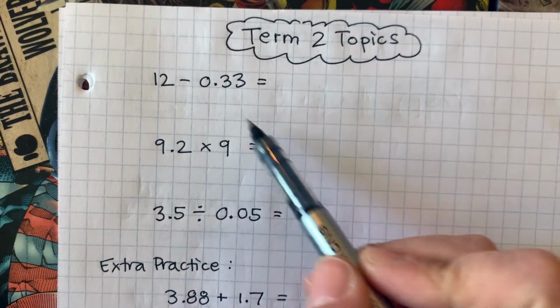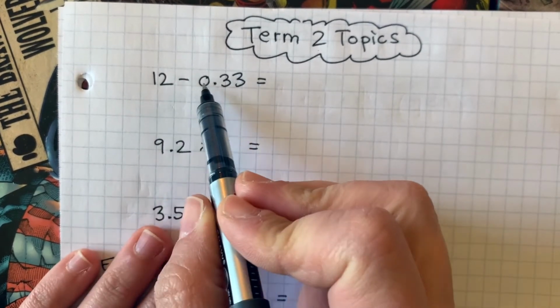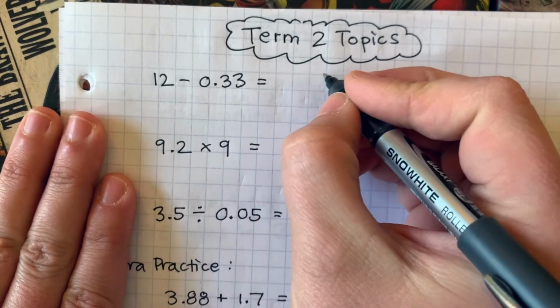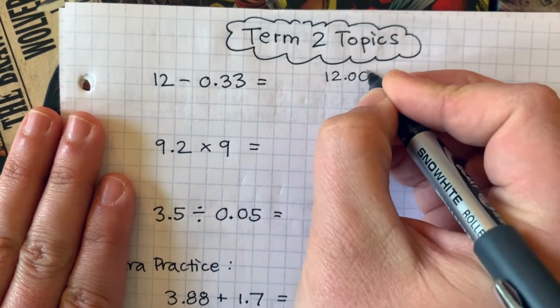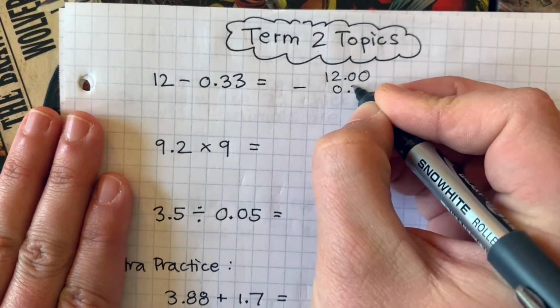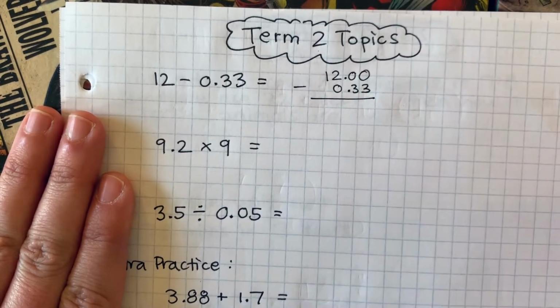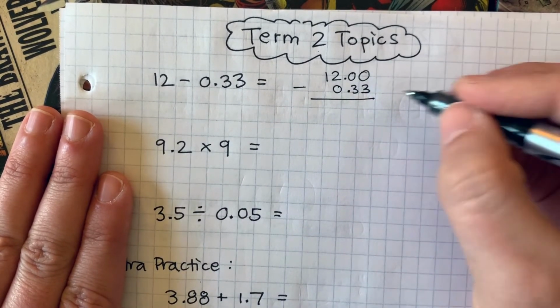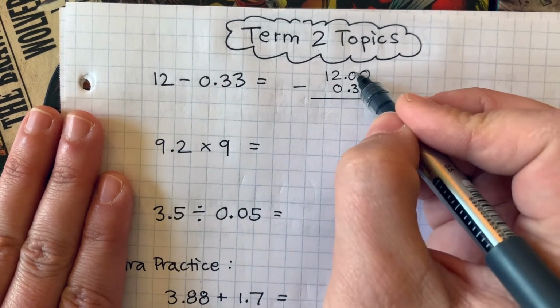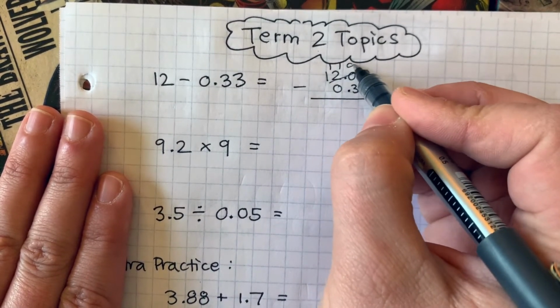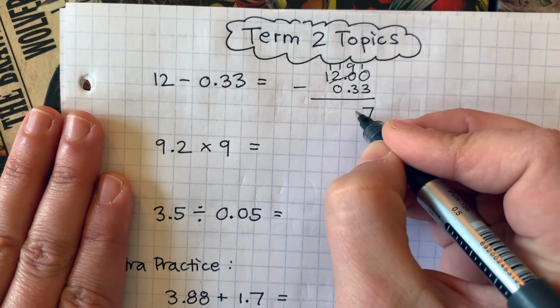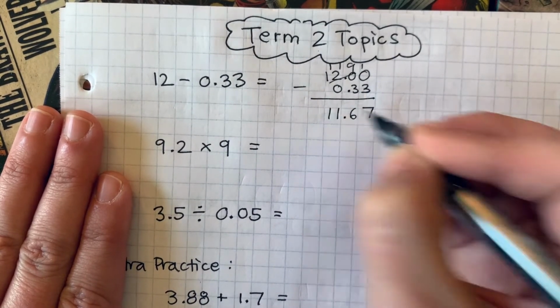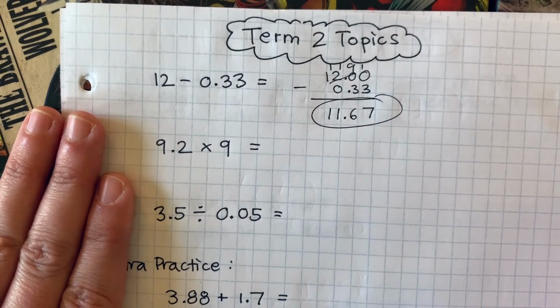All right, decimal stuff. So 12 minus 33 hundredths. The big thing with decimals is when you add and subtract, you have to line up your place values. So I like to think of it like money. That's really just the easiest way to do it. So I'm going to have to do some borrowing here. I'm going to do that. And there is your answer.